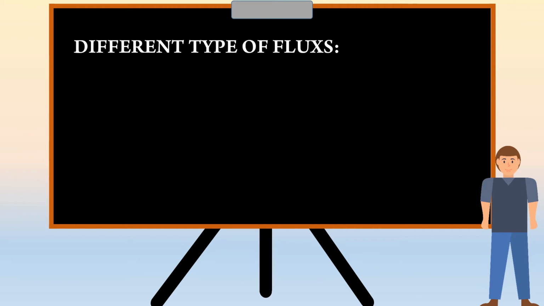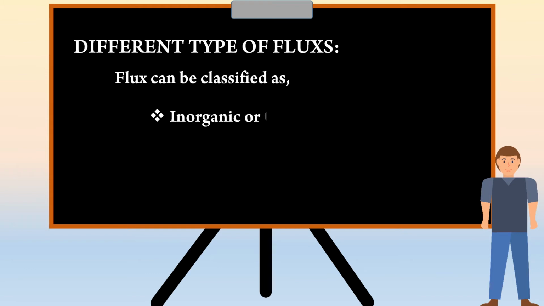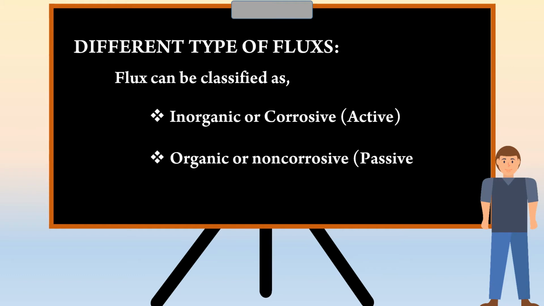After the selection of flux, next, see about the types of flux. Flux can be classified as: first one is inorganic or corrosive active flux. Second one is organic or non-corrosive passive flux.